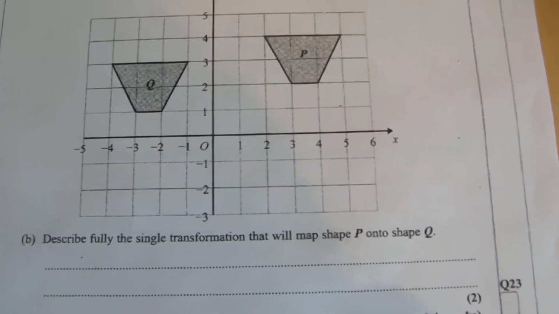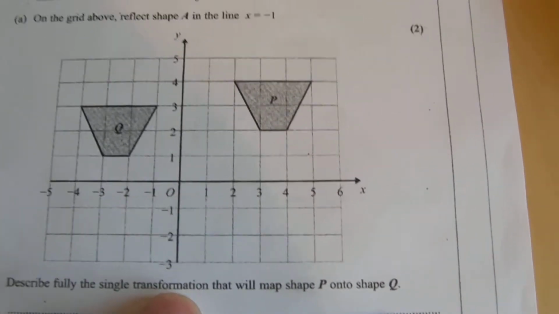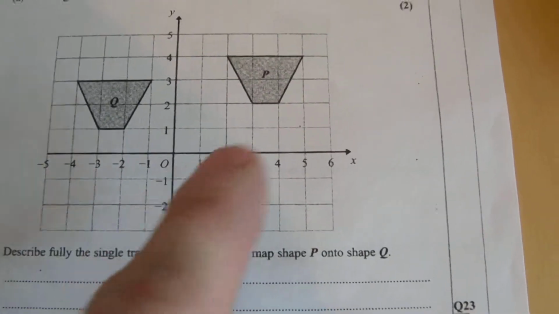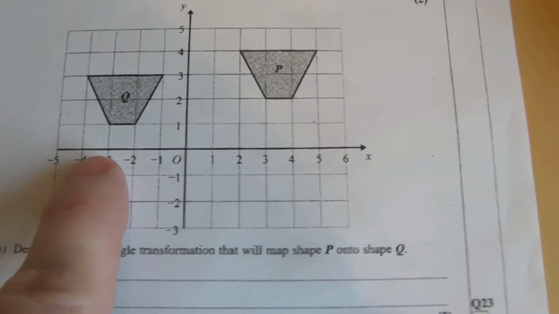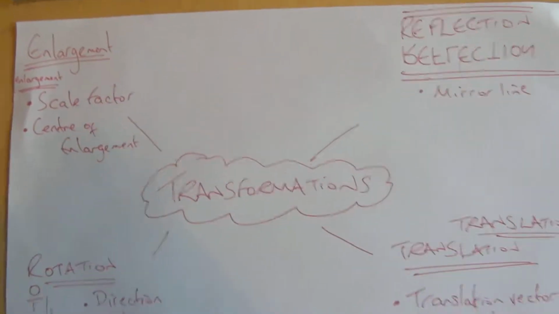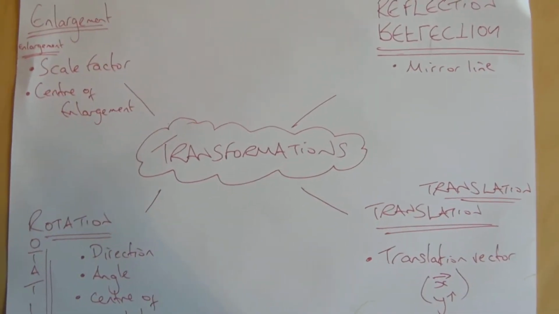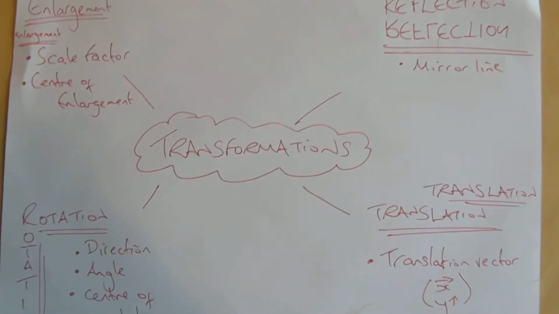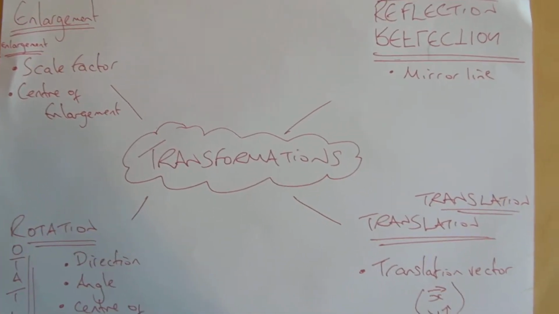Okay, so this time I'm looking at, again, a question on transformations, and this question says, describe fully the single transformation that will map P onto Q. Okay, now there are 4 transformations, and notice here I've taken the time out to create a spider diagram.